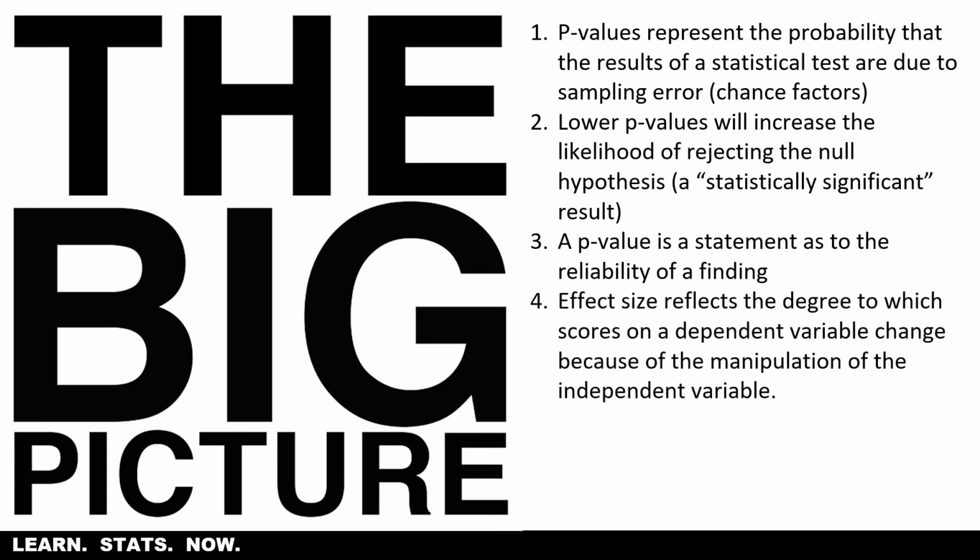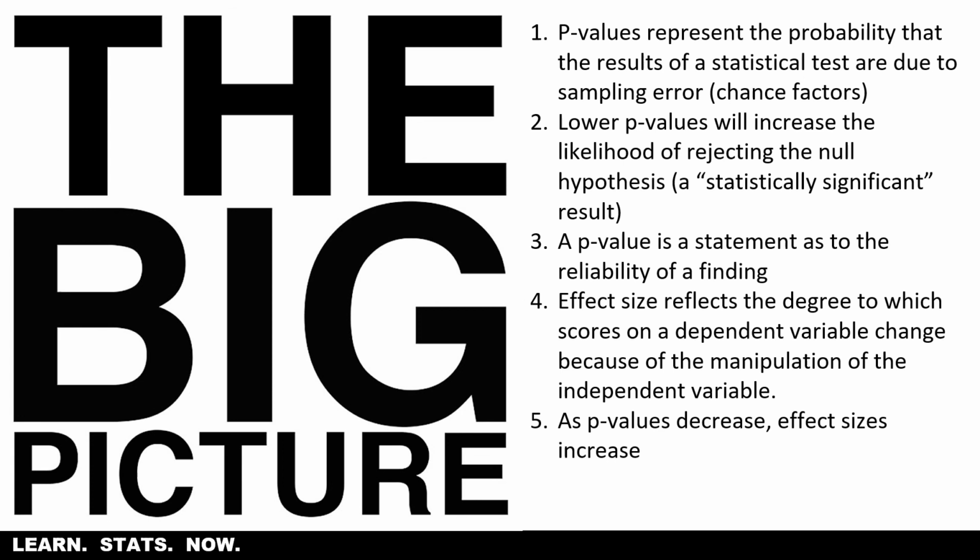In contrast, effect size reflects the degree to which scores on a dependent variable change because of the manipulation of the independent variable. And there are different kinds of effect sizes that we study in statistics that are calculated a little bit differently. They're either calculations put in terms of standard deviation units or in terms of proportion of variance accounted for and so forth. But they all share in common this idea of, well, what was the effect of the independent variable on the dependent variable in terms of accounting for some degree of change?